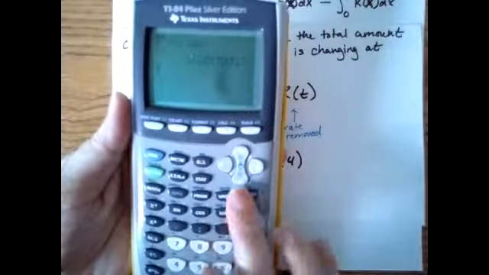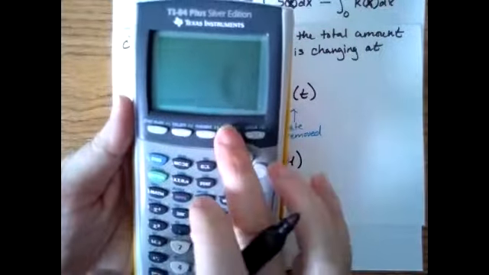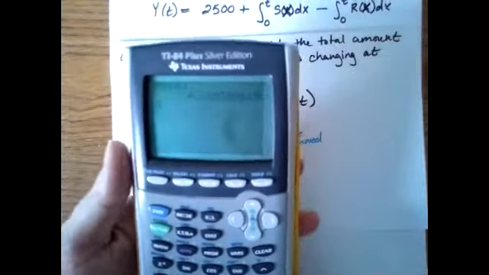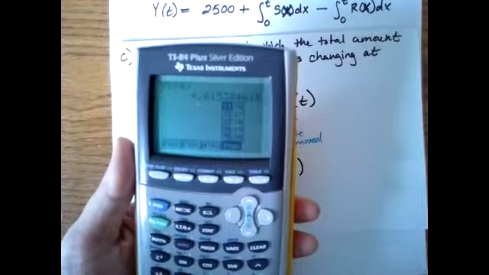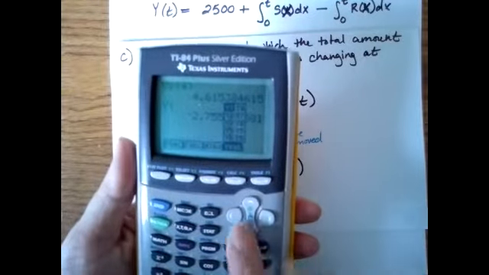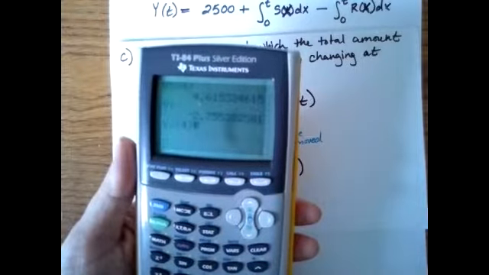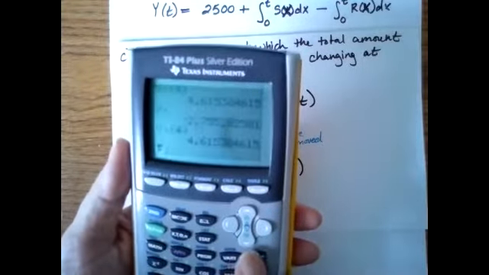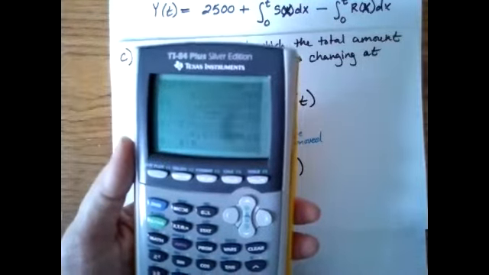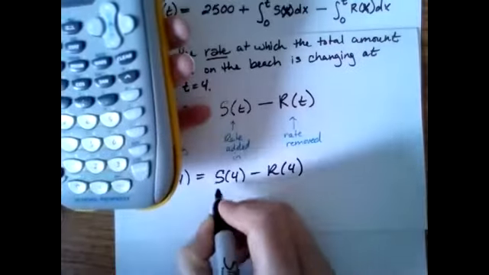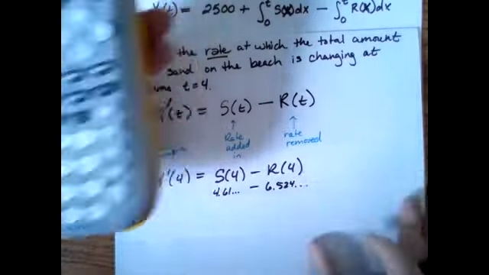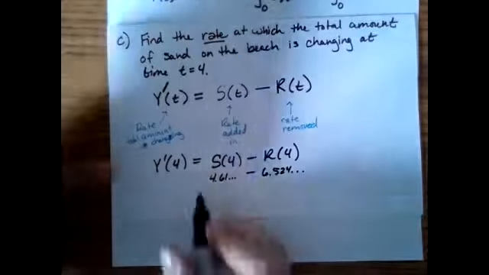So let's go ahead in our home screen and evaluate both of those. All right, so s was my y2 function, y2 at 4 is this decimal 4.615. And then let me do R, which was my Y1 function, also at 4. Y1 at 4 is 6.524. So I'm just going to jot that information down. S was 4.61 minus 6.524. We're going to subtract those.